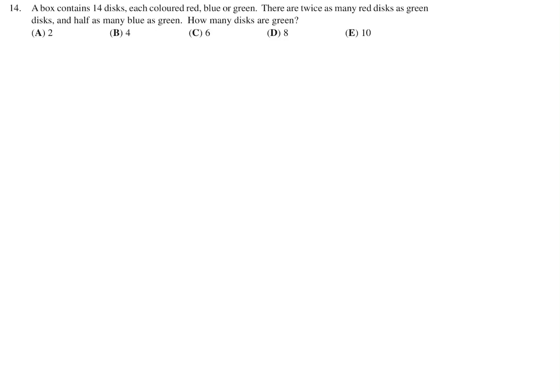A box contains 14 discs, each colored red, blue, and green. There are twice as many red discs as green discs and half as many blue as green. How many discs are green? So there are twice as many red discs as green. So R is equal to 2G. Half as many blue as green.